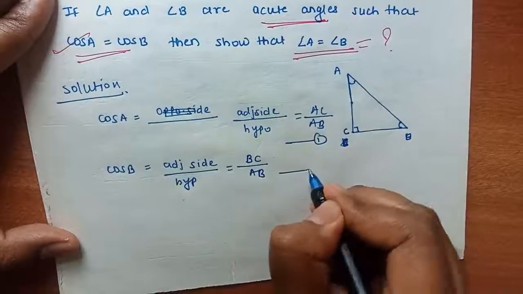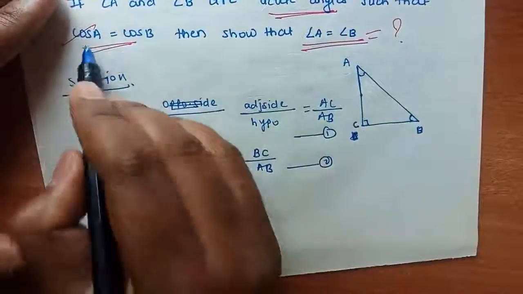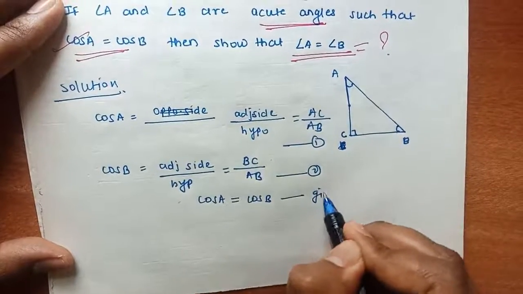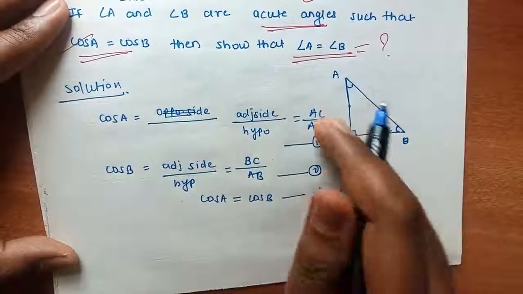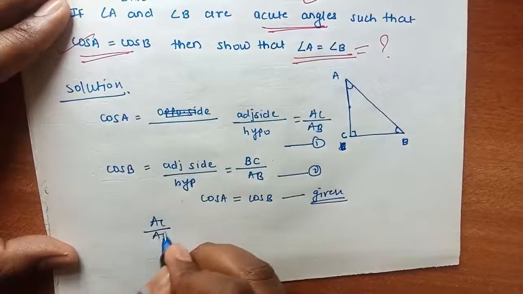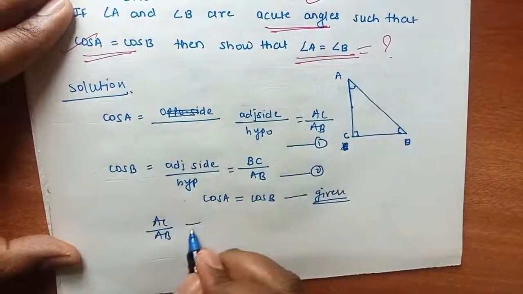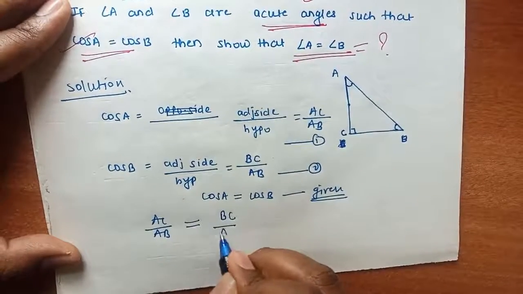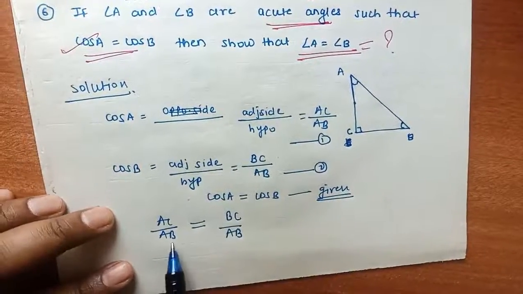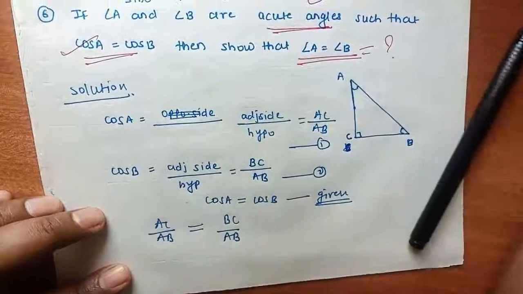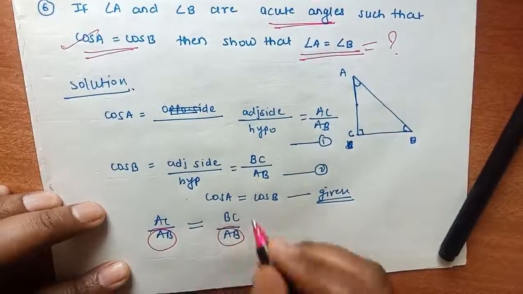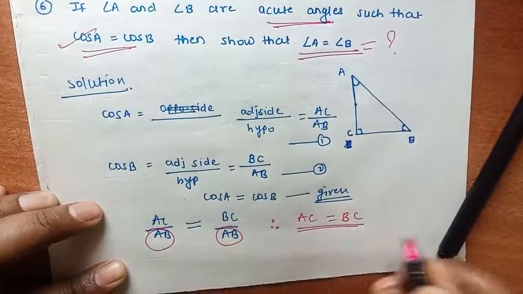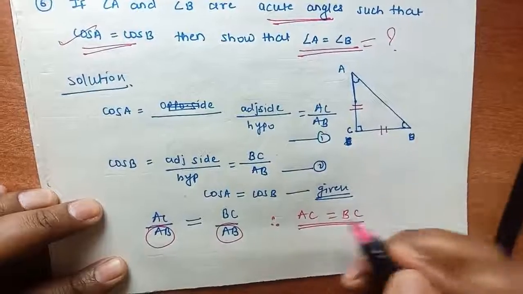Now suppose this is equation 1 and 2. Since in the question itself they have given cos A is equal to cos B, I can say AC upon AB, because I got that for the cos A value, should be equal to, ये cos A की value है, cos B की value is BC upon AB. Now see, this denominator and this denominator are the same. So I can write AC is equal to BC. That means AC and BC are the same.